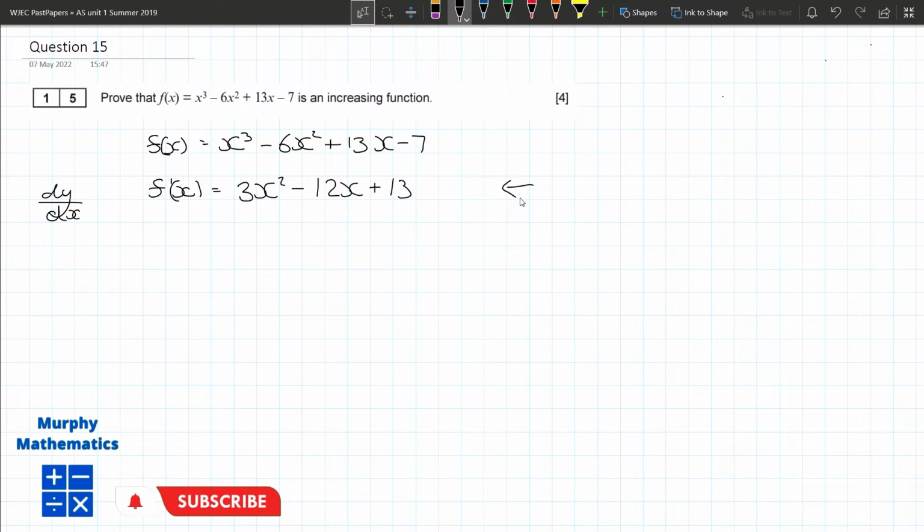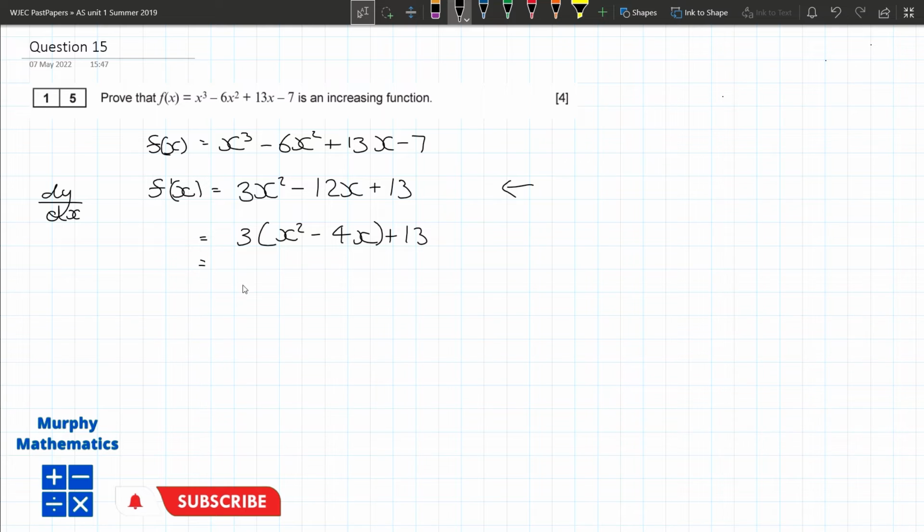So that's the gradient of our curve, and we need to show that it is increasing. So we need to be able to put in values of x and for the whole equation to be greater than 0. So let's have a look at first factorizing this. So I think if we factorize this, we're going to have 3. We can take 3 out of the first two terms, so x squared minus 4x plus 13. So this type of question is asking for completing the square.